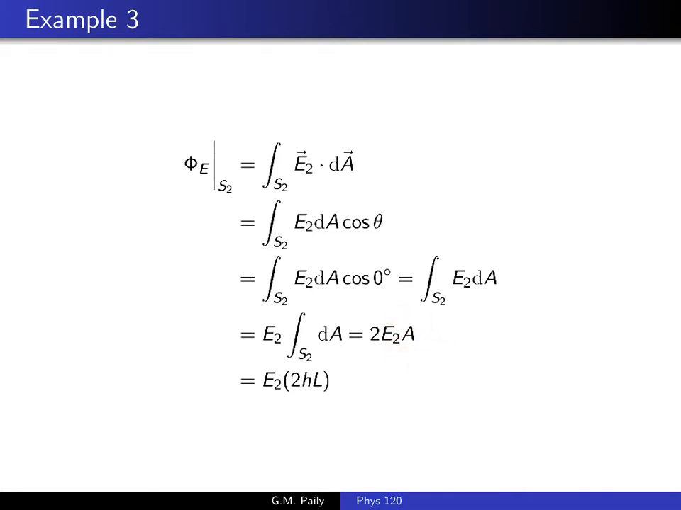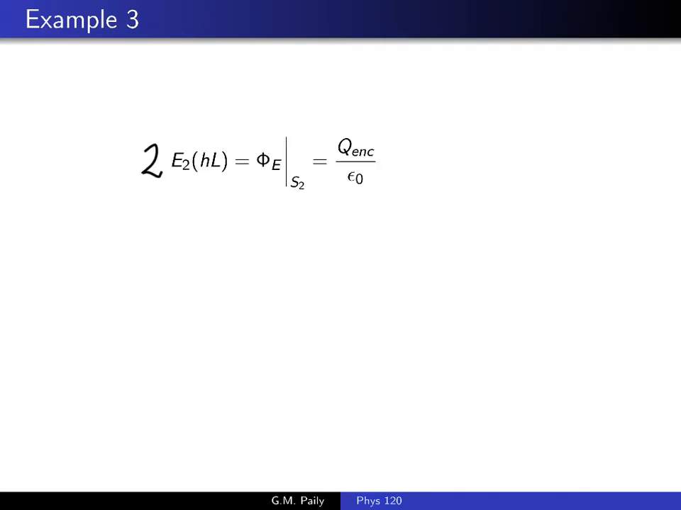The area of the face is h times L. Having evaluated the left-hand side, we now focus on the right-hand side. We need to find the charge enclosed by our Gaussian pillbox.